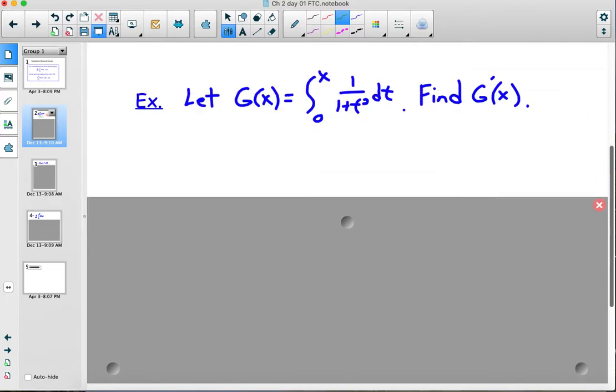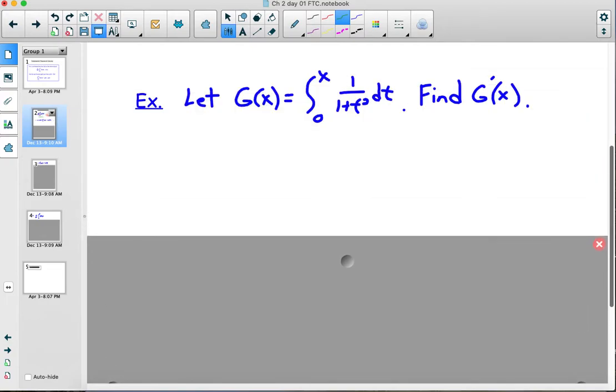How about: let capital G of x equal the integral from 0 to x of 1 over 1 plus t squared dt. Find g prime of x. So this is really just the same problem as before, it's just worded a little differently, the notation's a little different, but we want to find the derivative of the integral.